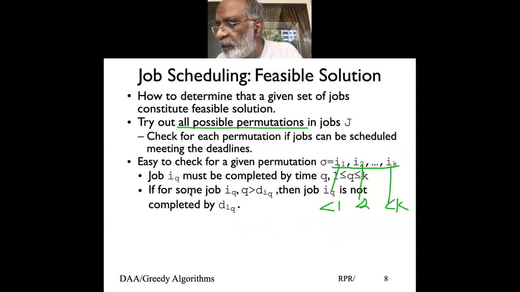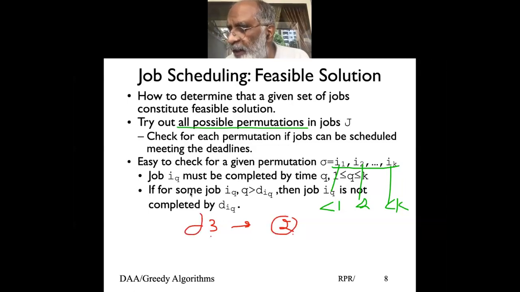Let's say my job 3 has a deadline of 2. So if job 3 cannot be done by deadline 2, that means the time which I am taking exceeds my deadline.